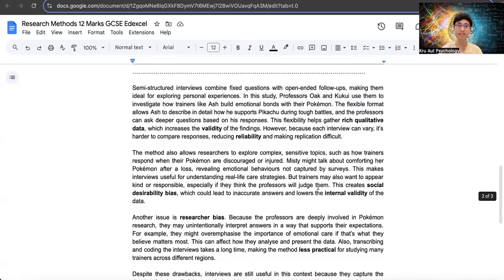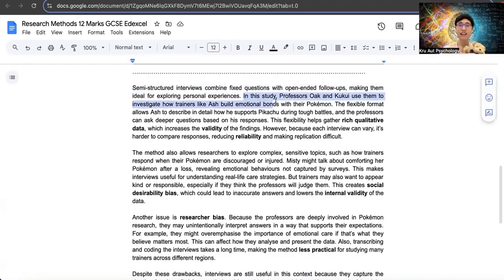Okay, so looking at this model answer, after talking for too long now: semi-structured interview combines fixed questions with open-ended follow-ups, making them ideal for exploring personal experience. So this is AO1. This is the meaning of semi-structured interview, that it covers both fixed questions and open questions, the idea of having both structured and unstructured questions together, or many types of questions in a semi-structured interview. Then linking that to AO2, this is Shrewsbury International School doll.